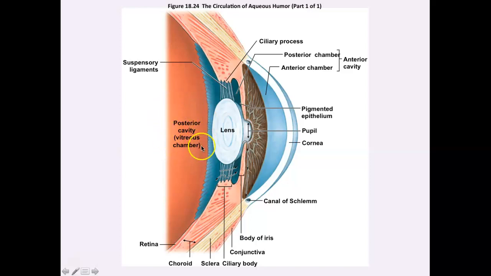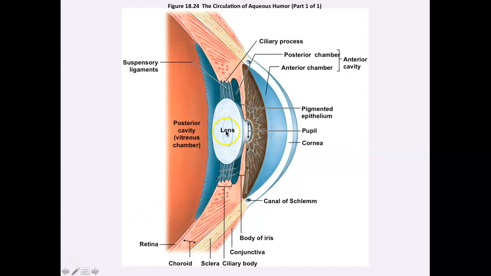A jelly. There's something called vitreous humor, or vitreous body, in our posterior cavity, and it's literally like a glob of jelly. If you were to open your eye in the classroom, and you'll see it in the dissection video, there's jelly back there, and it's soft.